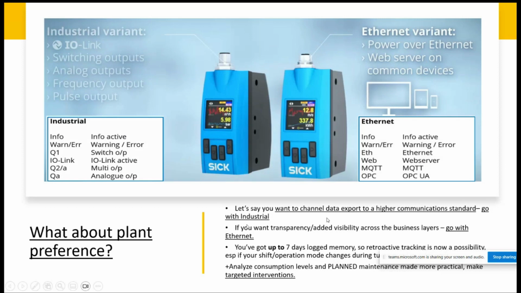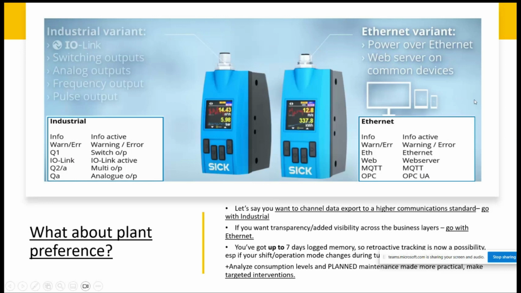So you want your industrial on the left-hand side here. I'm hovering here. We've got standard IO-Link with your switching, analog, and frequency outputs. You can have four channels. You can set those channels depending on current, frequency, pulse, or like a relay. So it's geared towards that kind of stuff.